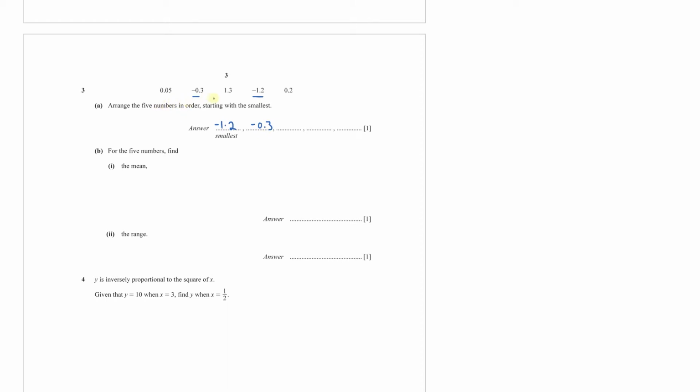And then you have these positive values 0.05, 1.3, and 0.2. So 0.05 is the smallest of these three remaining values. So 0.05 would be the next one. And then out of these two remaining, 0.2 is the next largest, and 1.3 is the largest value.